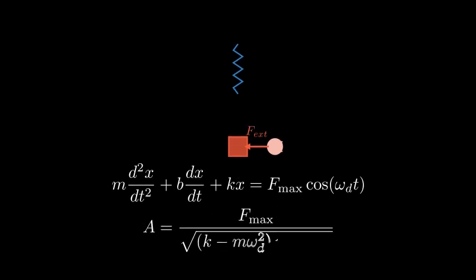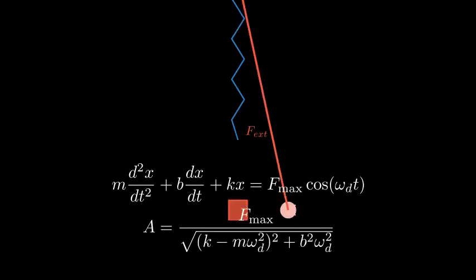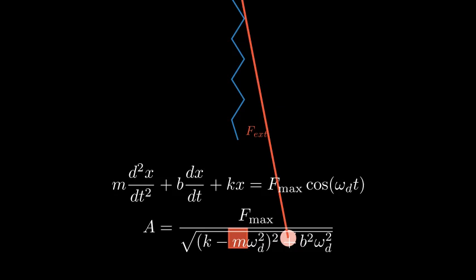After initial transients die out, the system oscillates at the driving frequency omega sub d, with an amplitude given by A equals F sub max divided by the square root of the quantity k minus m times omega sub d squared, squared, plus b squared times omega sub d squared.